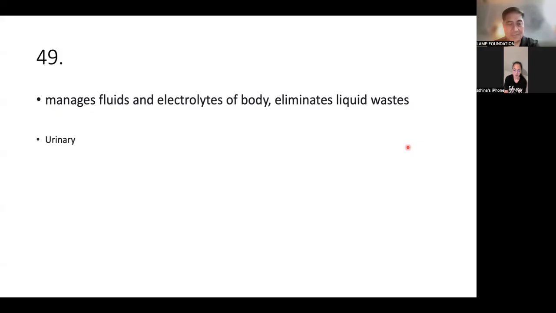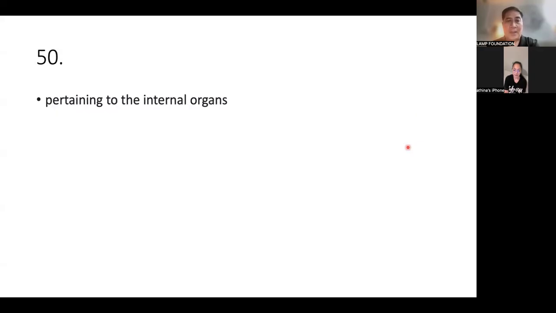What manages the fluids and electrolytes of the body, eliminates liquid wastes? The urinary system. Okay. So every time we talk about the internal organs, this is the term that we use: visceral. Yes. Okay. What about when we pertain to the outer wall of a cavity? The parietal. Yeah, parietal.